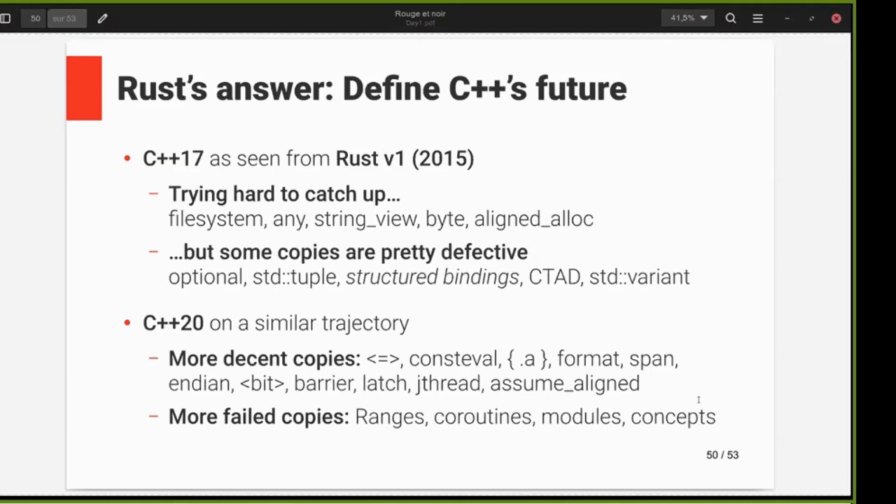And you also can't help but notice that some of the copies are not quite right. They are very hard to use, and you get people avoiding them actively for this reason. Things like std optional, tuple, structured bindings, class template argument deduction, and std variants are much harder to use in a C++ context than their equivalent in Rust. C++20 more recently has been on a very similar trajectory from the eye of more modern Rust releases. Again, sometimes it manages to copy the Rust features quite well. Other times, well, problems occur, let's say.